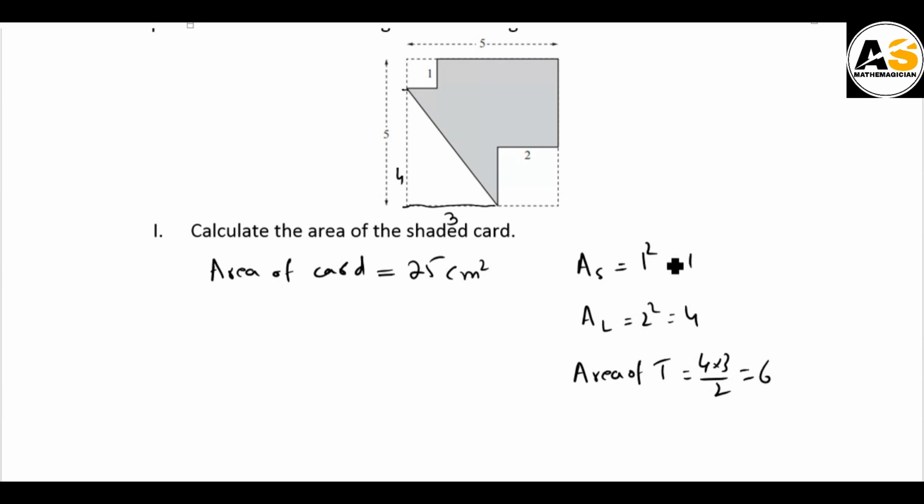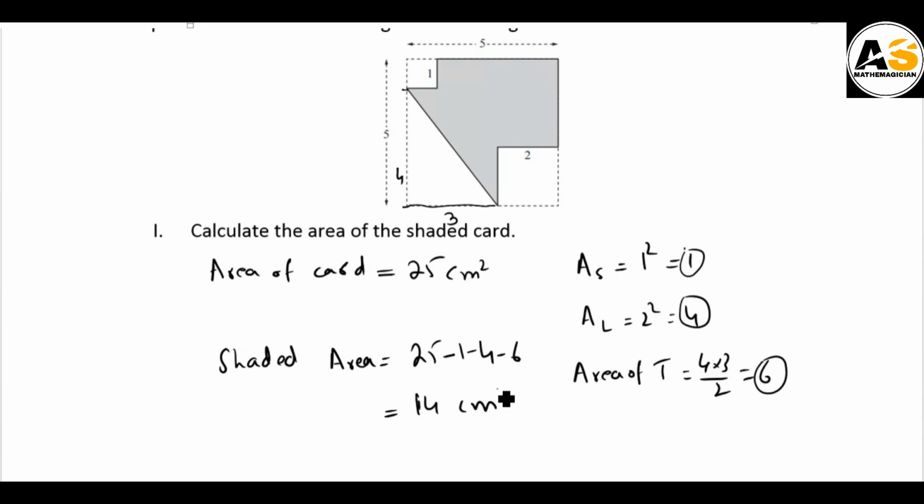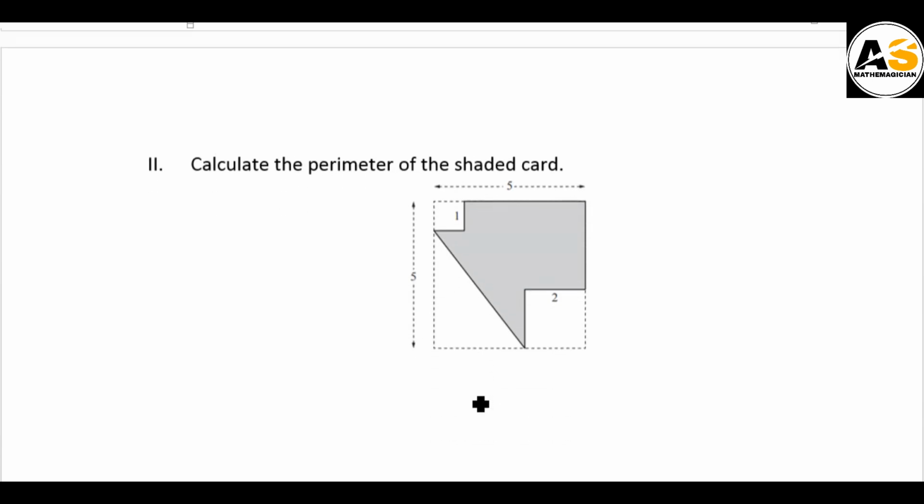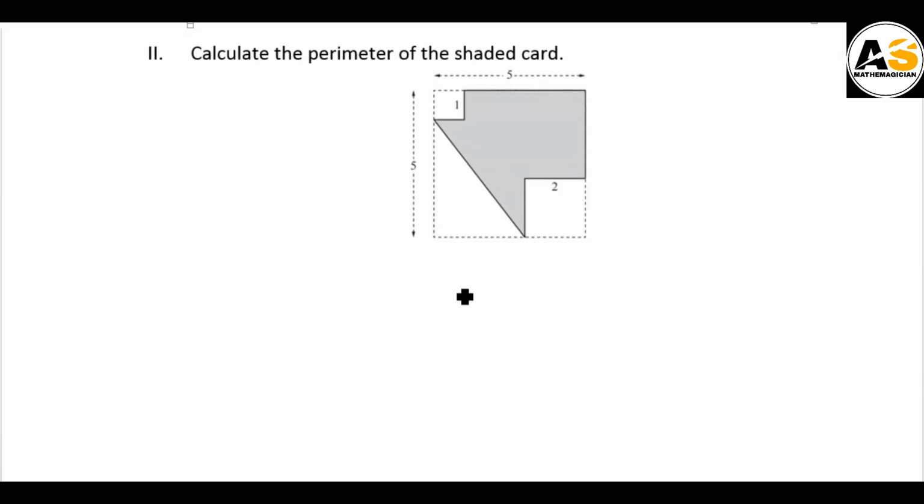So area of the 2 squares is 1 and 4, and area of triangle is 6. So what will be the shaded area? Shaded area will be calculated by subtracting the 3 areas from the area of the card, which will be 14 centimeter squared. In the second part of this question, we have to find the perimeter of the shaded card.